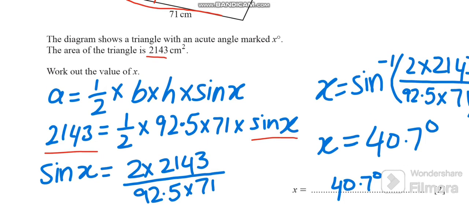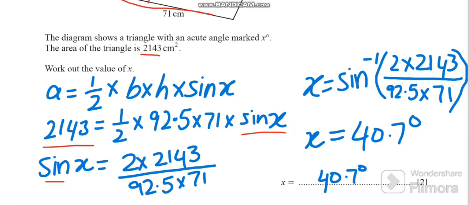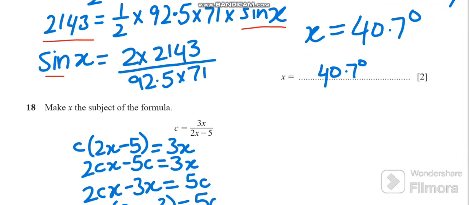And then we have moved sine from the left to the right as sine inverse, because it has moved without the x. So x is sine inverse of brackets open 2 multiplied by 2143 divided by 92.5 multiplied by 71. So the angle is 40.7 degrees. So this will be the final answer.